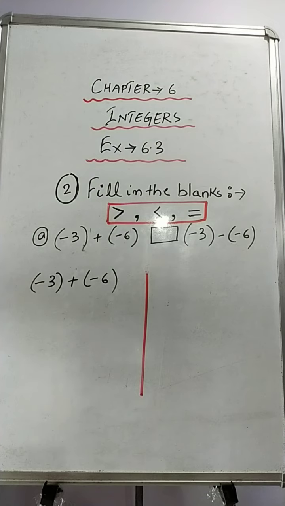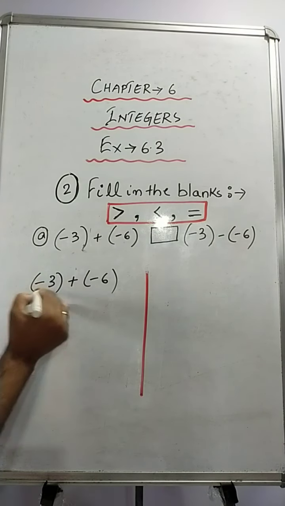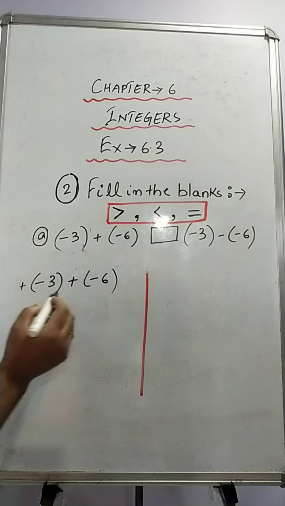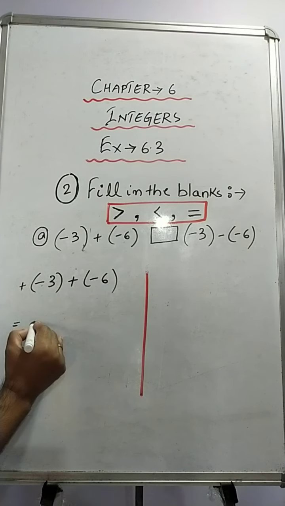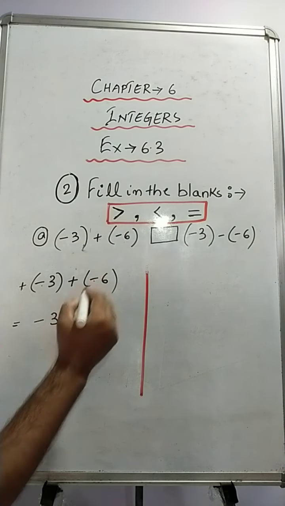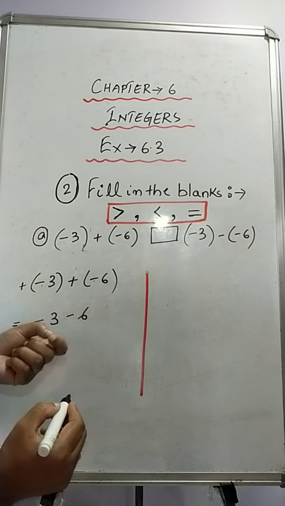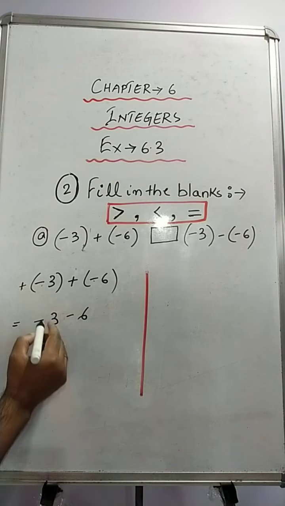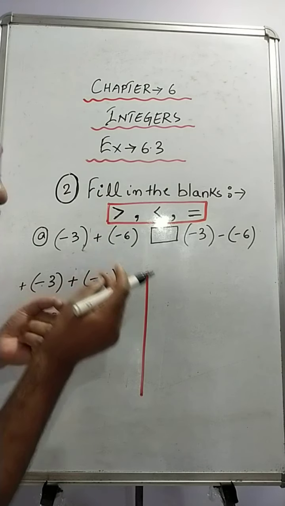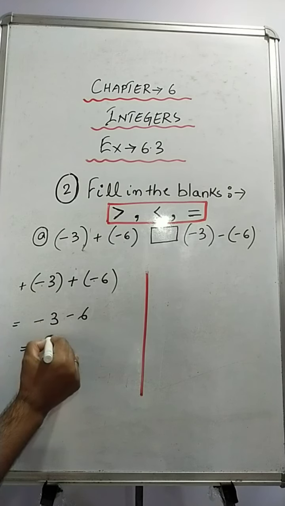Okay, students, now how to open the bracket? You know that you have to first open the bracket. So this bracket is carrying plus sign outside the bracket. So plus minus is minus 3. Now plus minus is what? Minus 6. Now what we have to do? Addition or subtraction. For that we have to multiply these two signs. That is minus minus is what? Plus. So we have to do addition. That is 6 plus 3 is 9.